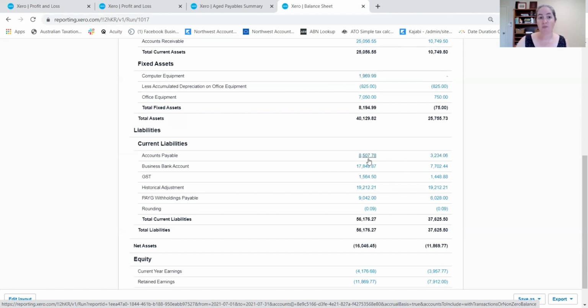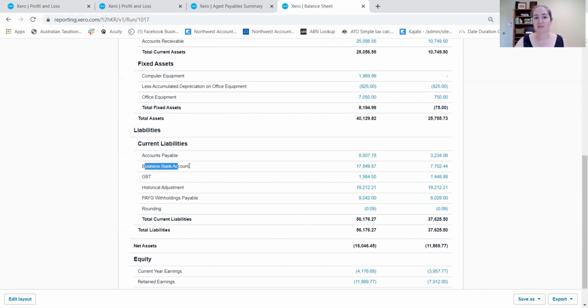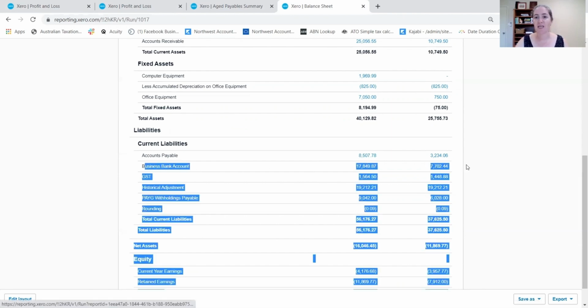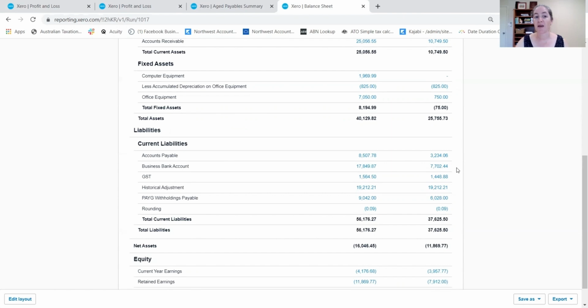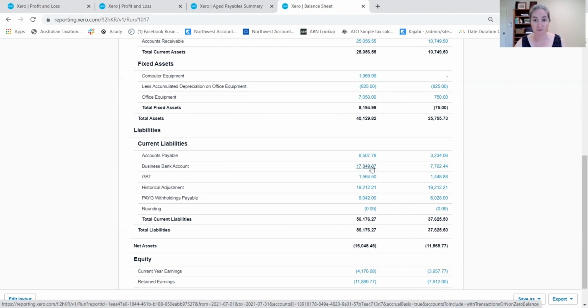There's some cash tied up in your accounts payable. In fact, we've made money because we haven't spent it on our bills yet, which is a good thing because we didn't have enough money to spend it on bills. And this business bank account as a liability is a bank overdraft. So we've actually drawn $10,000 more out of our bank overdraft than what we did at the end of the previous month.